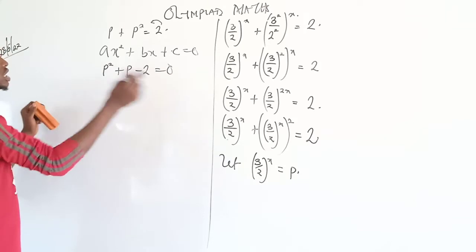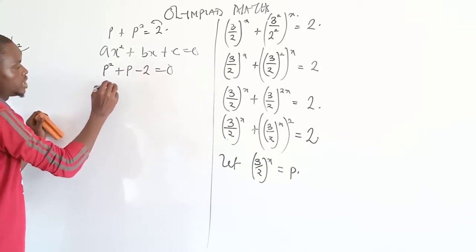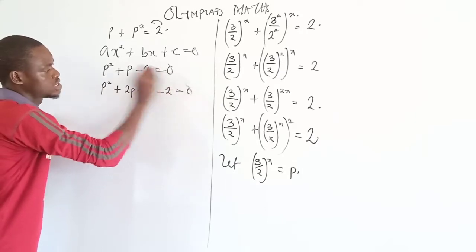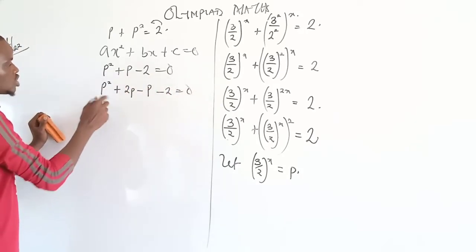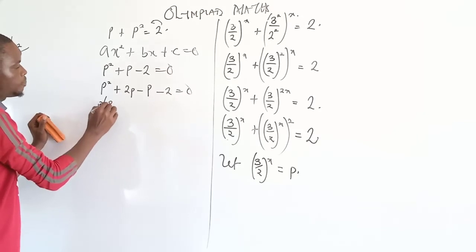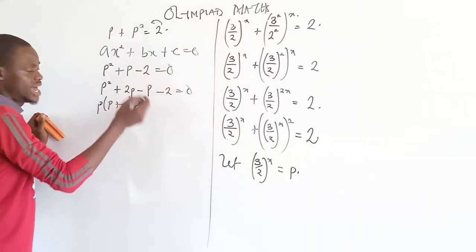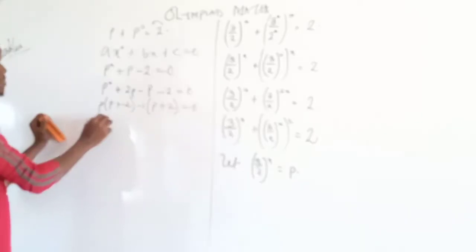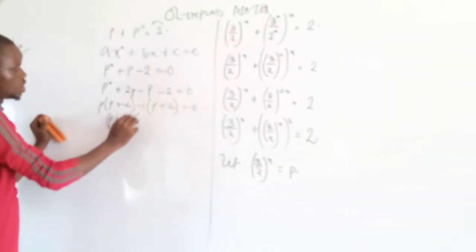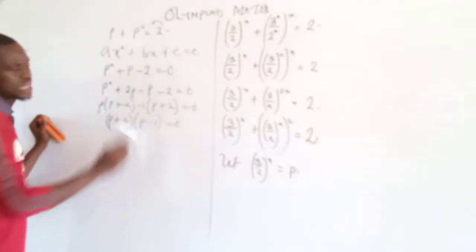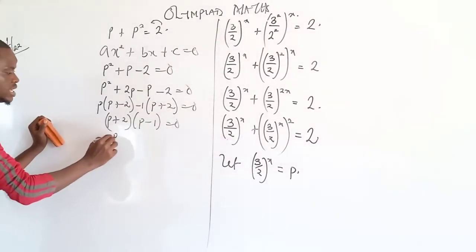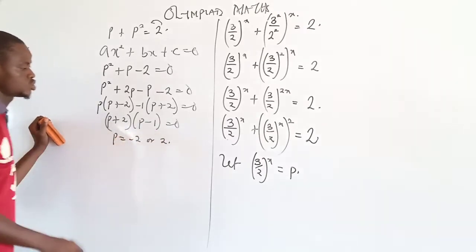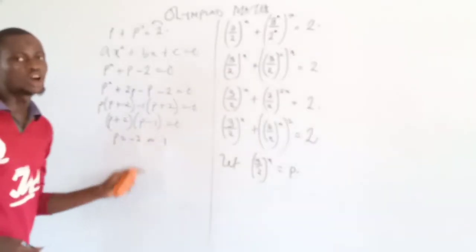Now, I can easily solve this by factorization. That is p squared plus p minus 2 equals 0. Now, p is common to this. If I remove p, I should be having p plus 2. Then, I should be having minus 1 times p plus 2 equals 0. Then, my final answer should be p plus 2 and p minus 1 equals 0. Now, my p will be equal to negative 2 or positive 1. That is the value of my p.